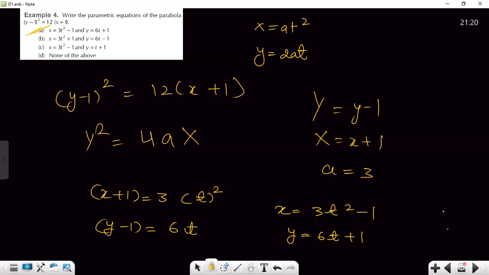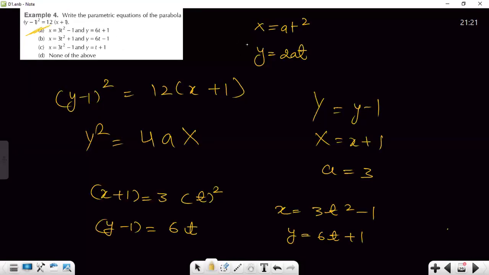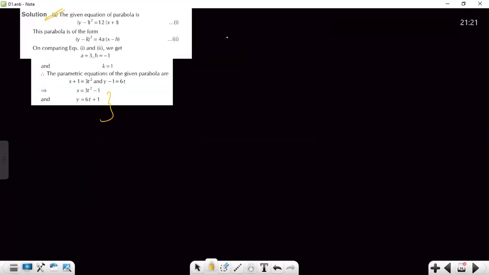Let's check the solution. Option number A is the correct option. Simply, you have to remember the parameters, at square and 2at. Is this question clear? Understood? Should I explain? Yes, sir, clear.